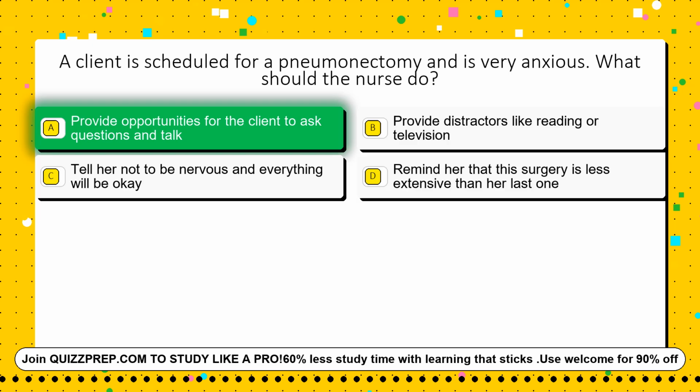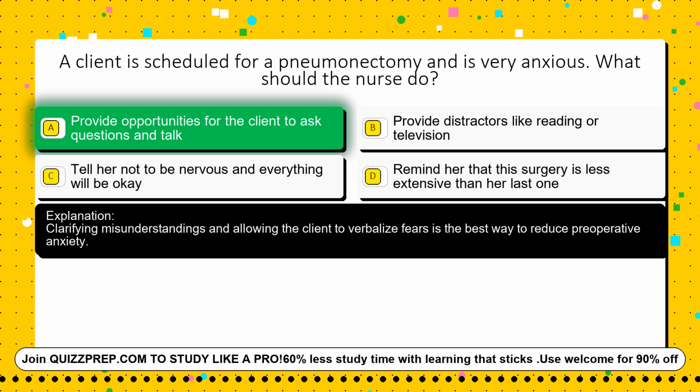The correct answer is option A. Provide opportunities for the client to ask questions and talk. Clarifying misunderstandings and allowing the client to verbalize fears is the best way to reduce preoperative anxiety.